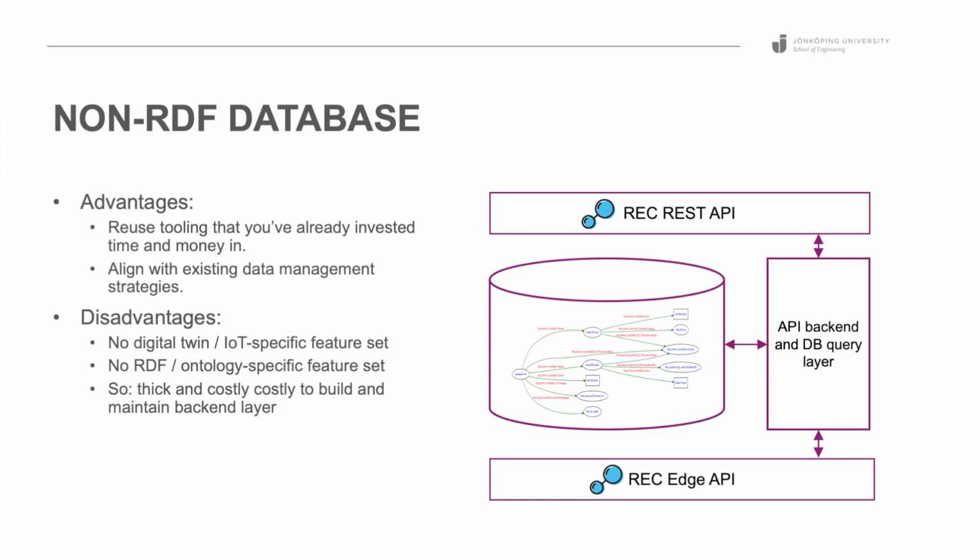The disadvantage to this is that since there is no IoT-specific or digital twin-specific feature set in most database engines now, and since there's no Resource Description Framework (RDF) graph feature set in most such databases, what you end up with is that this API backend box and DB query layer might become a lot thicker, and therefore more expensive to develop and to maintain.